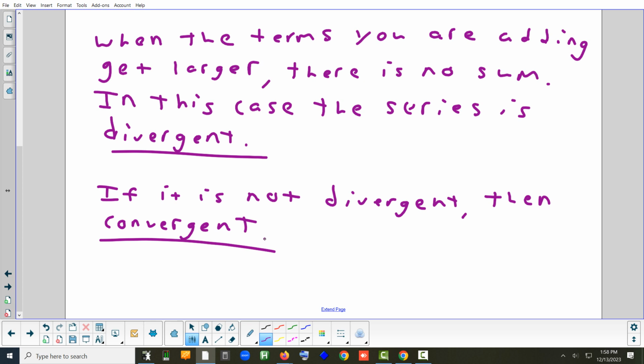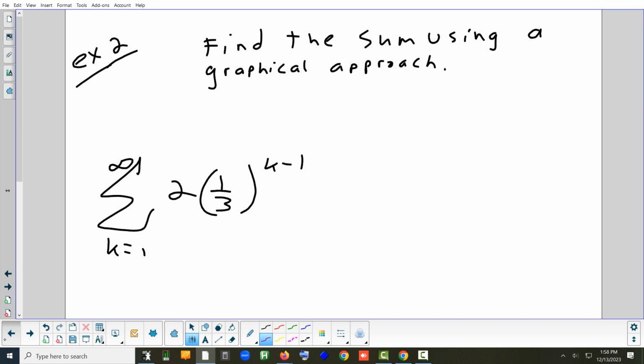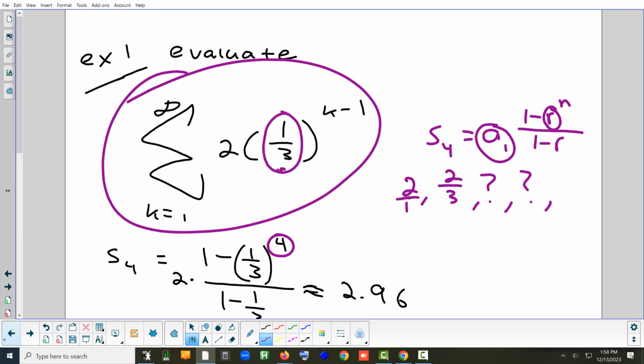Now, one thing I want to explain, because sometimes this question trips people up on the test. I'm going to go back to the first one we did. All right, so we have the individual terms. We had 2 over 1, we had 2/3, the next one would be 2/9, 2/27, and so on. So what are the individual terms getting closer to?